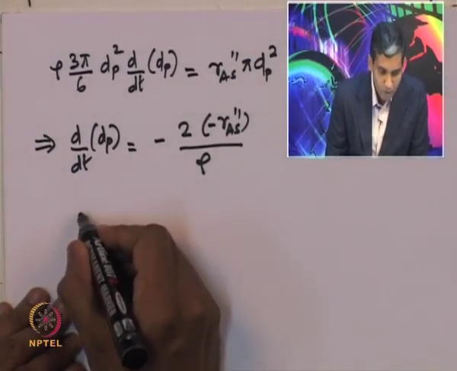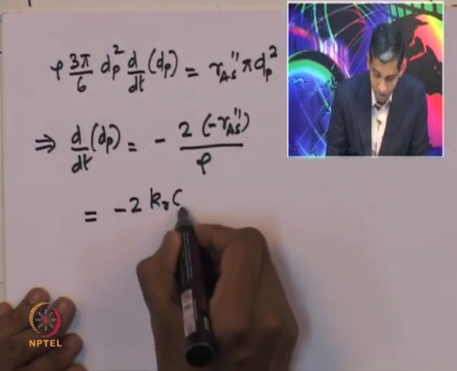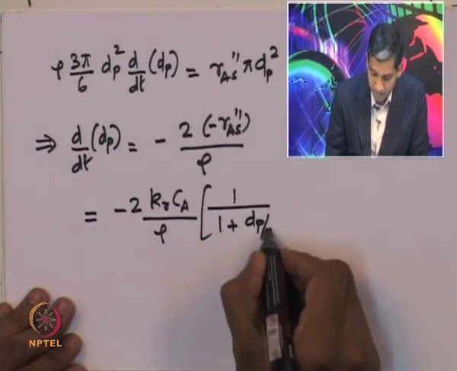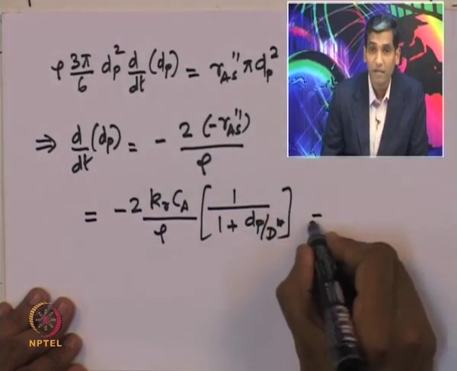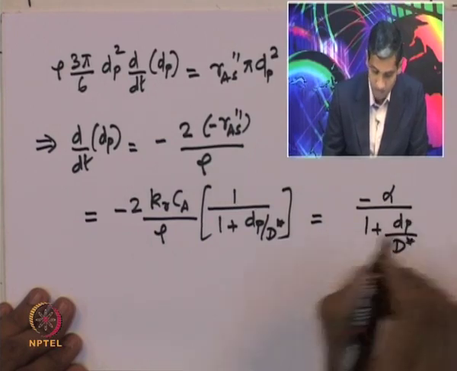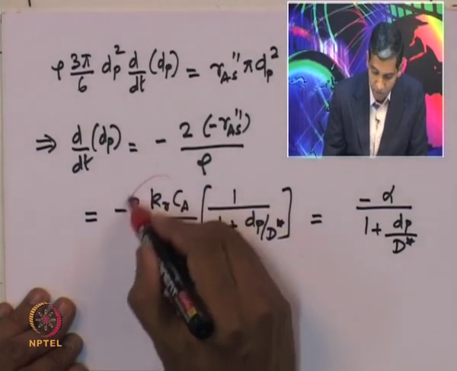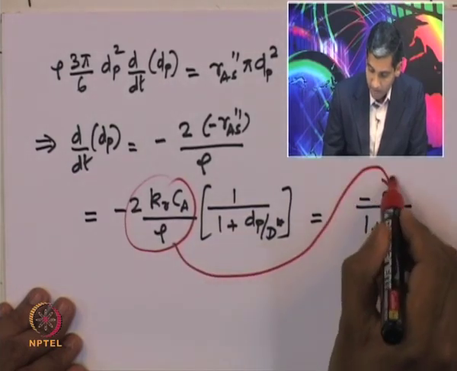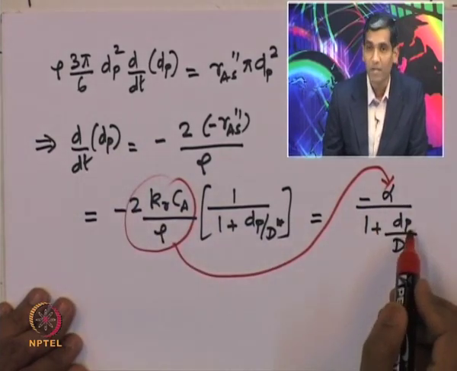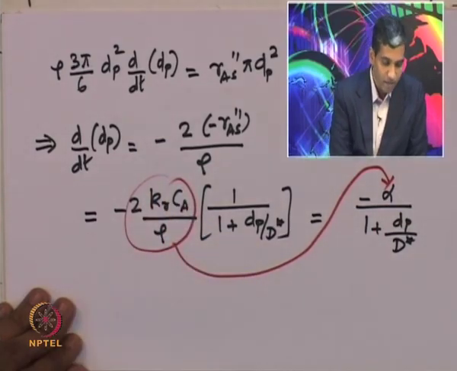Now, since we know the rate, this can be rewritten as minus 2 times kr times CA divided by rho, times 1 over 1 plus dp by D star. And this can be rewritten as minus alpha divided by 1 plus dp by D star. That is the expression for the rate of change of the diameter of the particle as a function of time. If we assume that this whole thing is a constant alpha, we can rewrite the expression as d by dt of dp equal to minus alpha by 1 plus dp by D star, where alpha captures the rate of the reaction divided by the density of the corresponding particle.